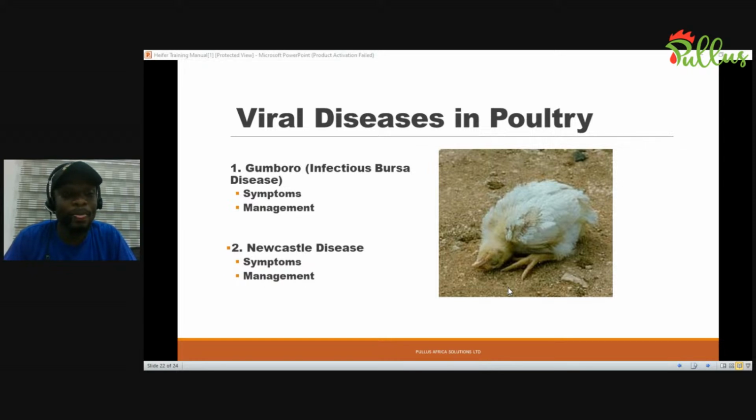First we'll look at the viral diseases, and we have two very serious problems under this grouping. We have Gumboro, which we also know as infectious bursal disease. This is a disease that we vaccinate for using Gumboro vaccine. I would also like to remind us that it is very important to vaccinate our birds at all times. So Gumboro disease is a viral disease, and it is a very serious problem.